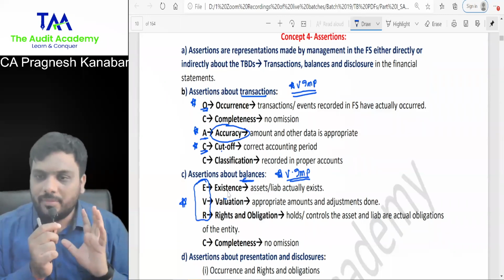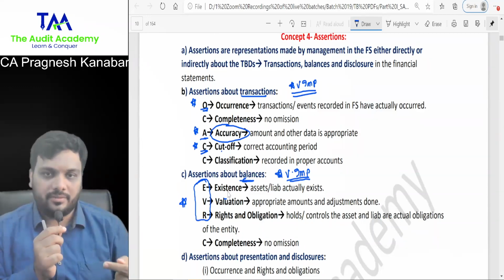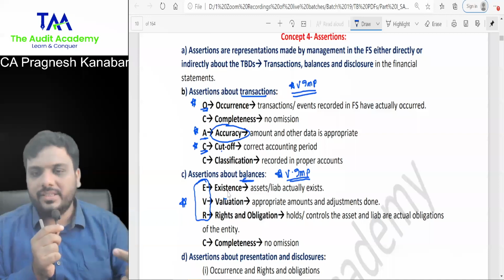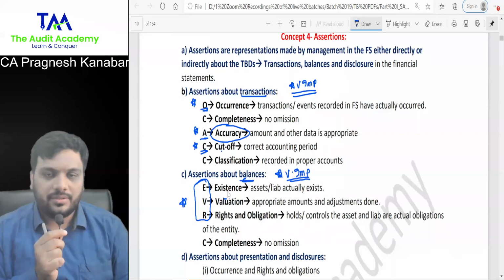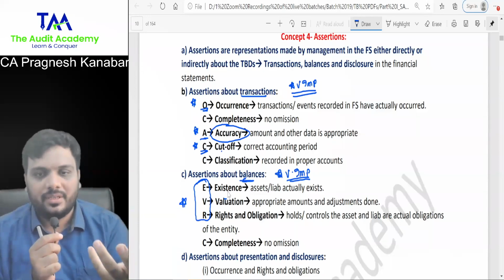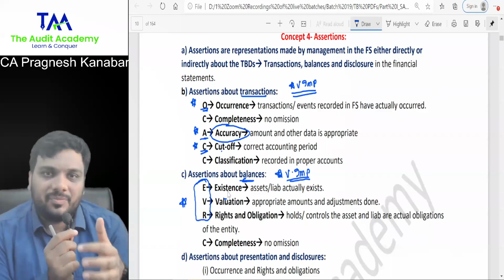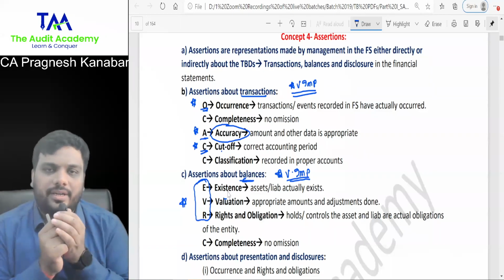I want a confirmation. Are you clear with this? In transactions, never use the word valuation. And in balances, don't use the word accuracy. Otherwise, you will mess up with your English. In transactions, never use the word existence. It's occurrence. And in balances, never use the word occurrence, it is existence, because they exist as on year end.